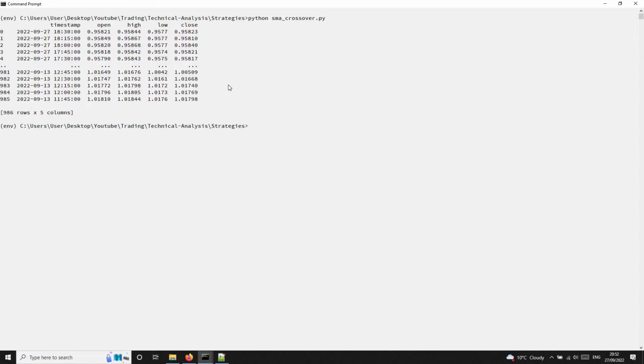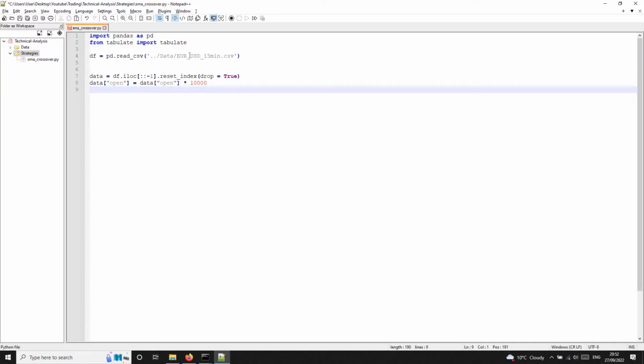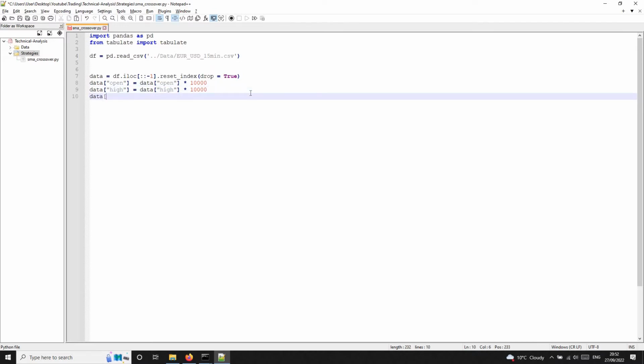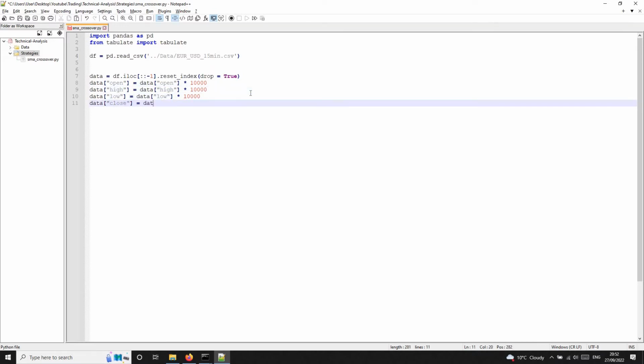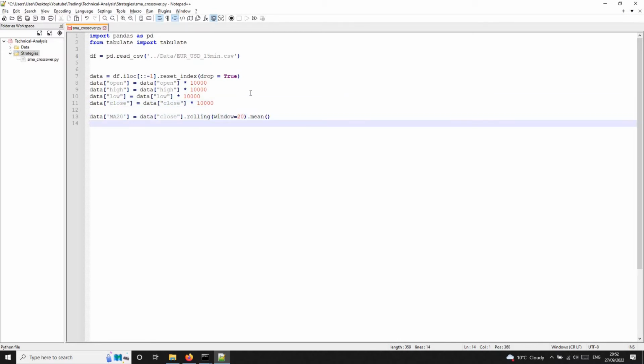If it is USDJPY, then we need to check the data. Alpha Vantage gives us the data like 144 dot something, so that one we have to multiply by 100, but EURUSD we have to multiply by 10,000. So always check the pair. Then I'm going to make the open, high, low, close, and multiply all of those by 10,000. I'm doing the same thing for that one, and then I'm going to calculate the moving average.